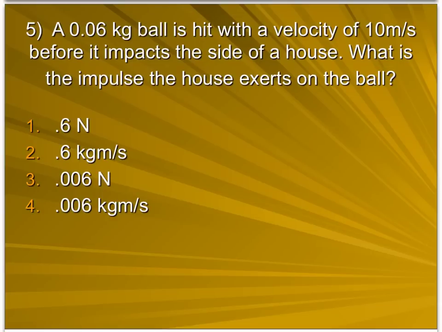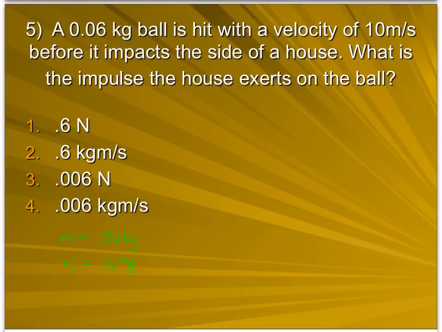Okay, so in this problem, we have a ball that has a mass of 0.06 kilograms, and it's hit with a velocity of 10 meters per second. So initially, we know it's going 10 meters per second before it impacts the side of a house. What is the impulse that the house exerts on the ball?